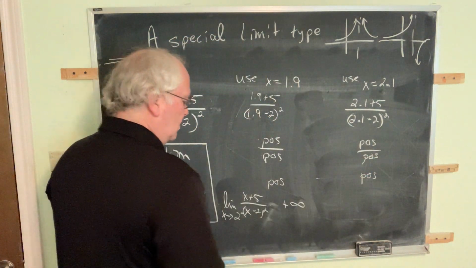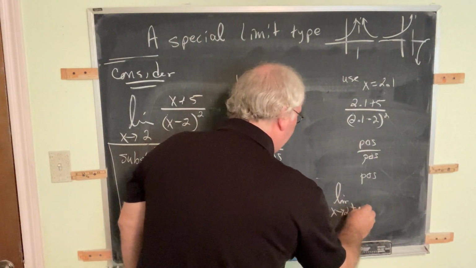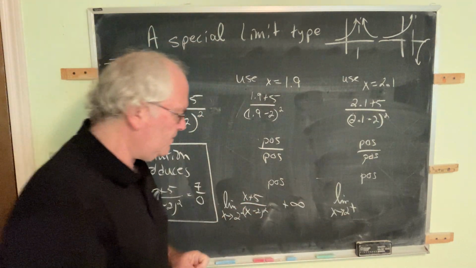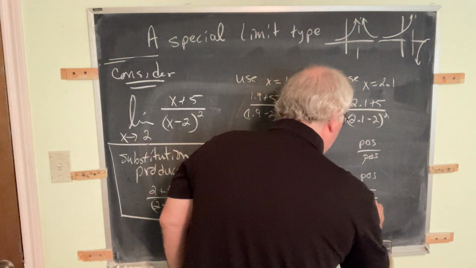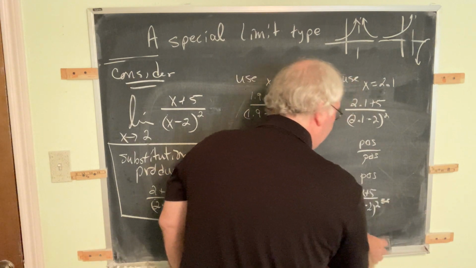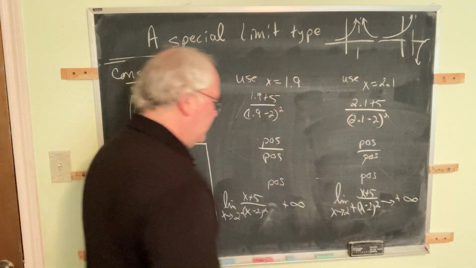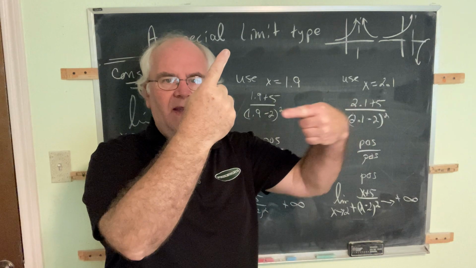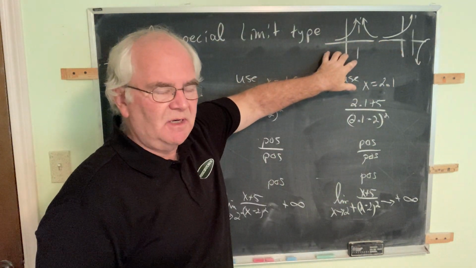And so what do we conclude? We check the approach from the right of x plus 5 over x minus 2 squared. We have concluded that that's also positive infinity. As you approach from the left, it goes off to positive infinity. As you approach from the right, it goes off to positive infinity. And so now we know which of these two is actually the item we need.